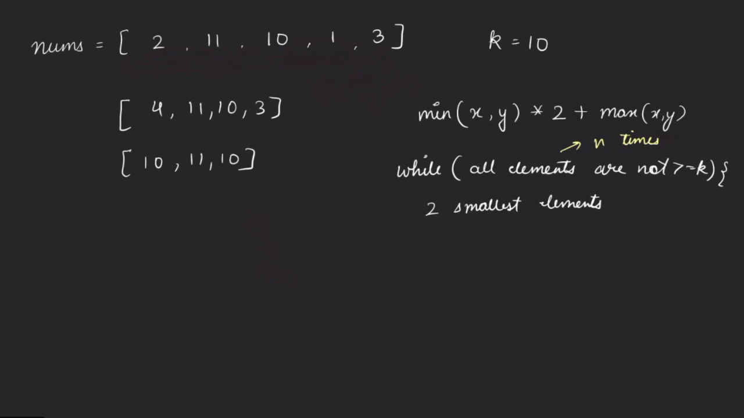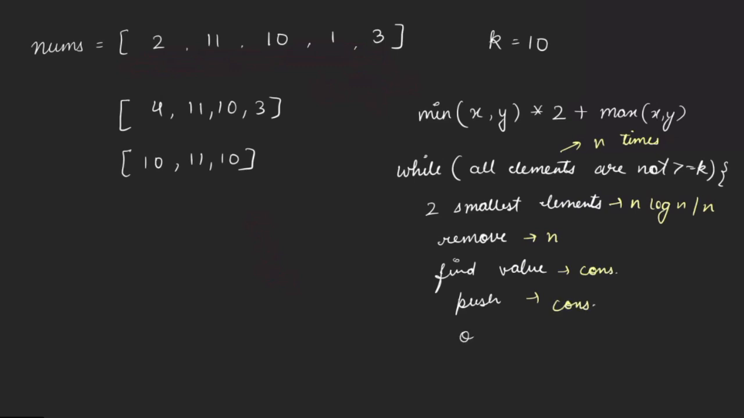So this can either take n log n time or can take n time, right? Then after you have found out the two smallest elements, you will remove them, and they can be present at any position. So let us assume this will also take n time, right? Then you will find the value of the new formula and push it back into your array. These we can consider as constant, right? And then you can keep track of the operations. This will also be constant, right? This is the approach that we can follow.